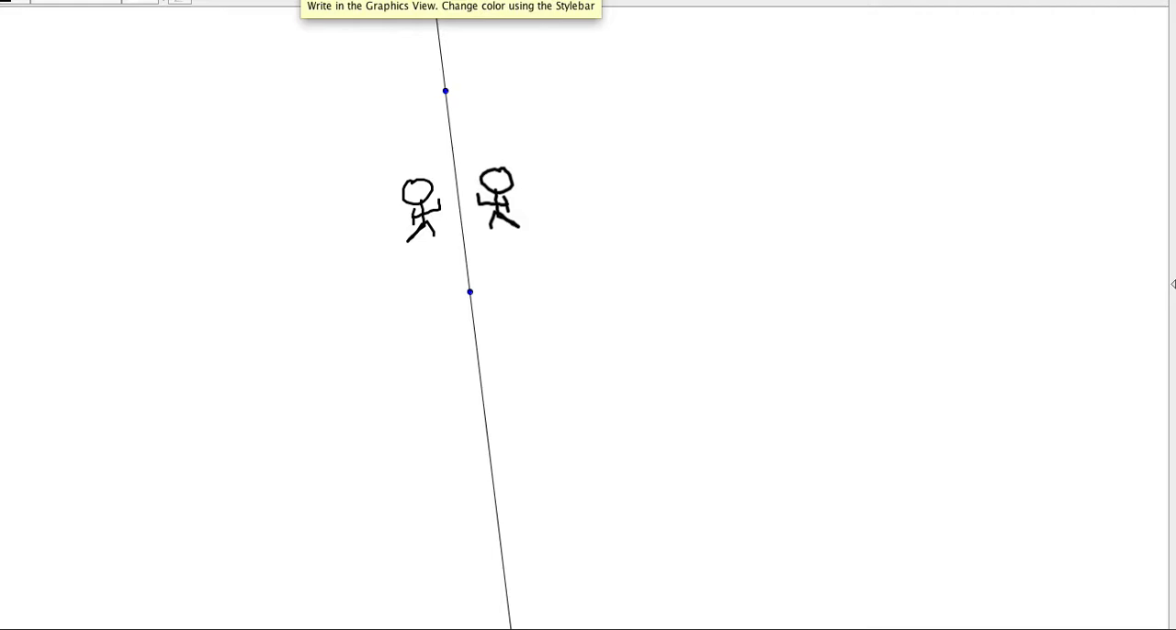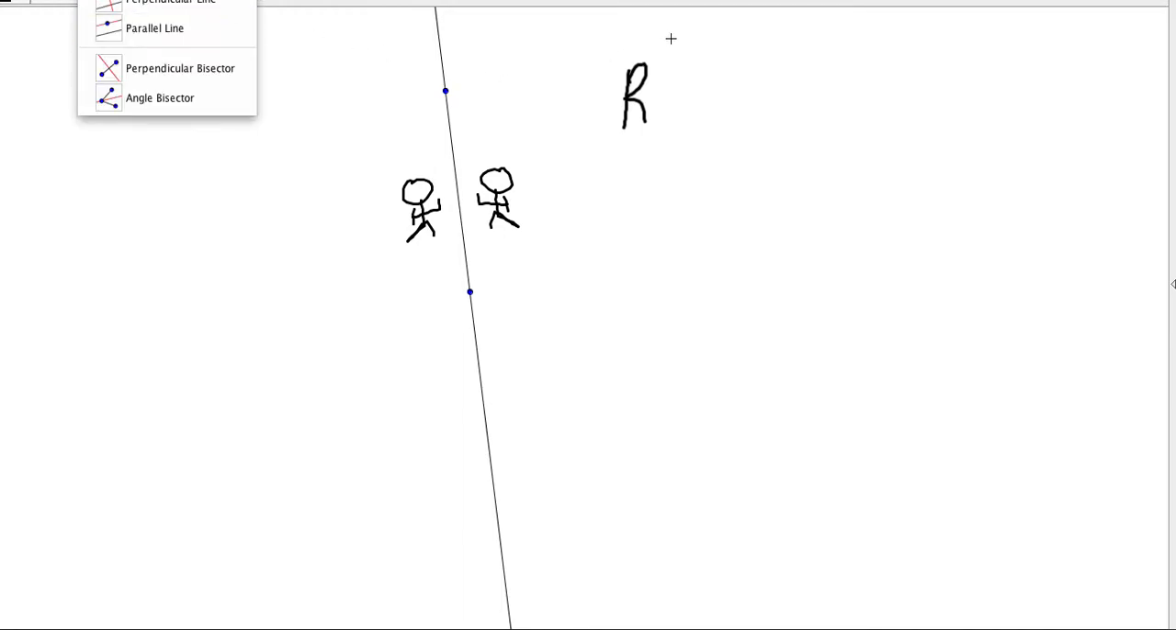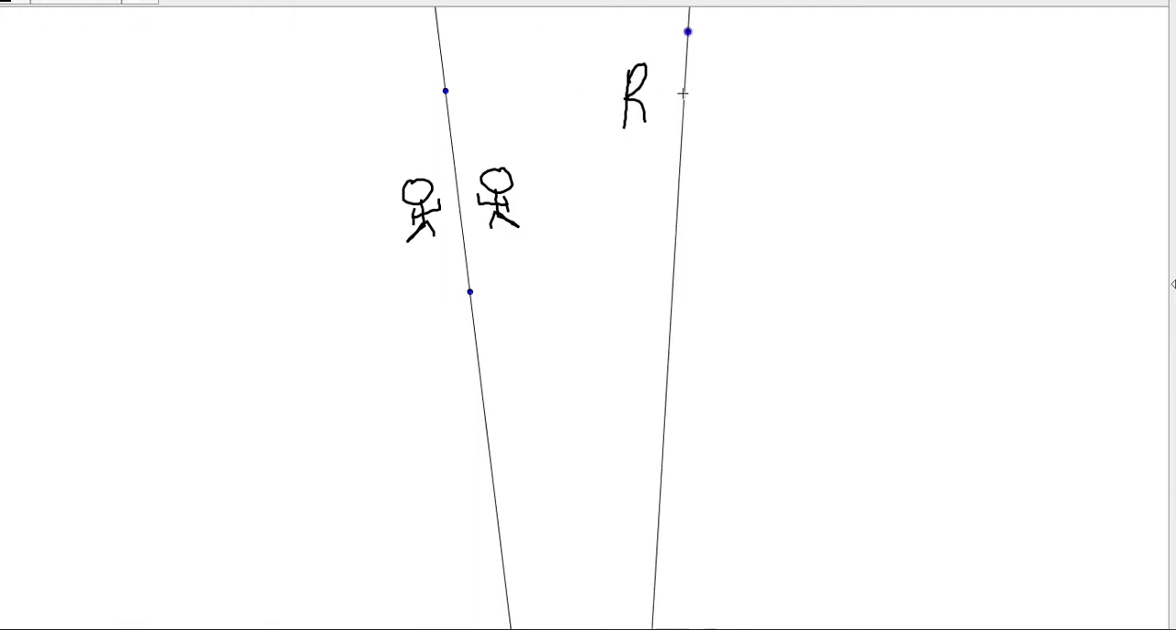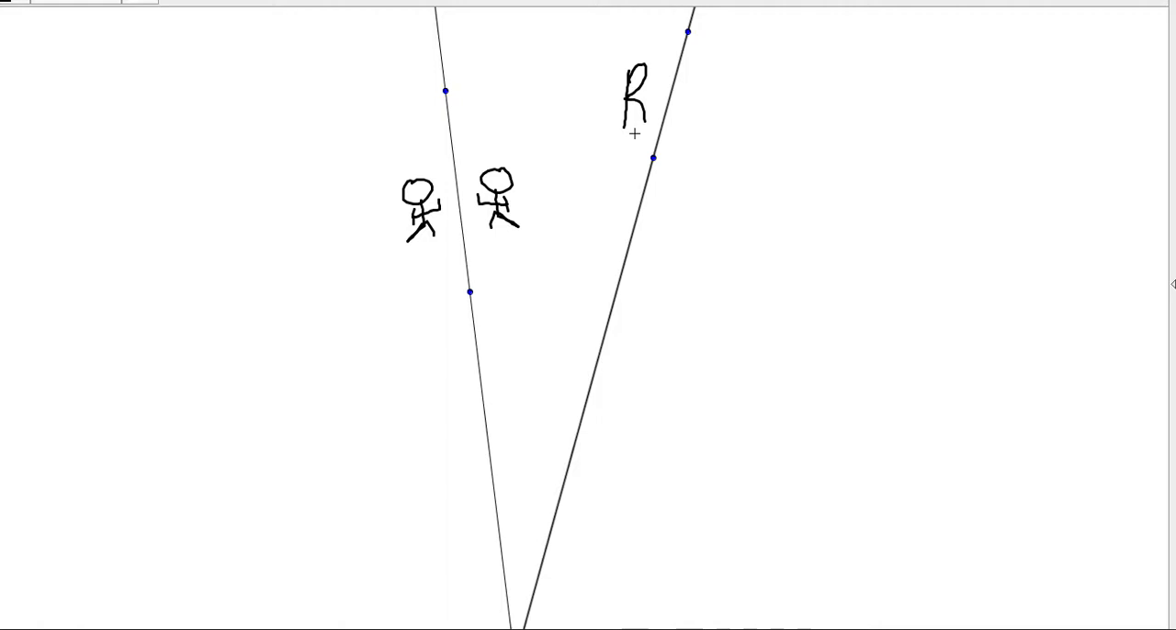Let's do another example. Let's do an example of a letter in the alphabet. Let's say the letter R, for Francis, of course. Again, I'm going to reflect this over this line right there. I want to reflect that R over that line.